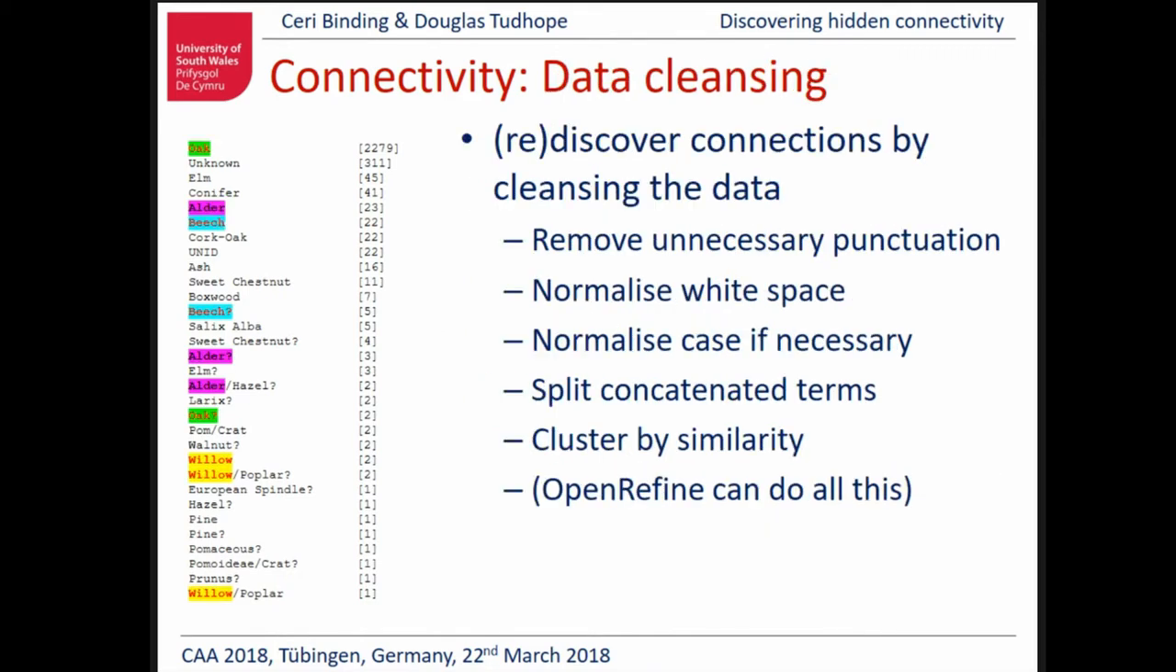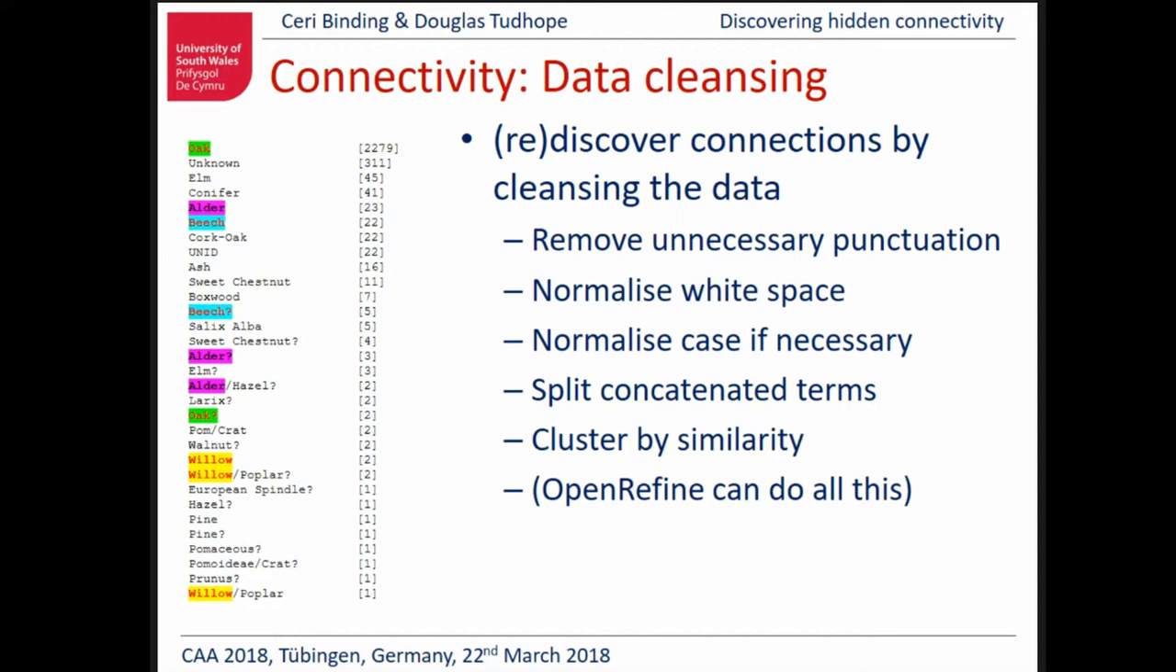So we can see some areas where we can clean up the data. We can remove some of the unnecessary punctuation, which I think is put in as a way of being a bit more descriptive, but it's in the wrong place. You should have a separate field for being descriptive, and if you're trying to index things, stick to very controlled terms. But we can see immediately connections between those things, and we need to sort those out. So you can normalize the white space, normalize case, split some of these concatenated terms out, and maybe cluster things by similarity of the text to try to identify things which are the same.